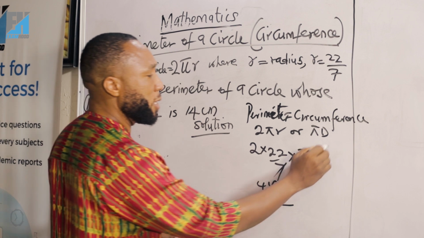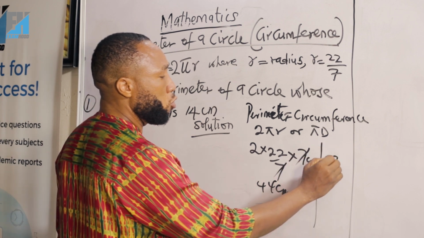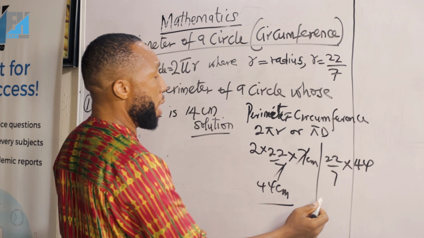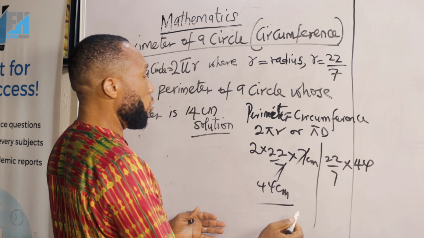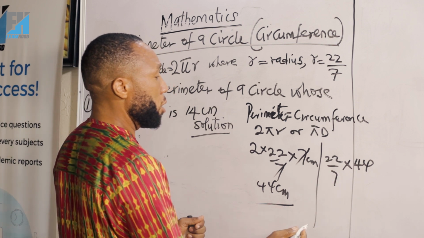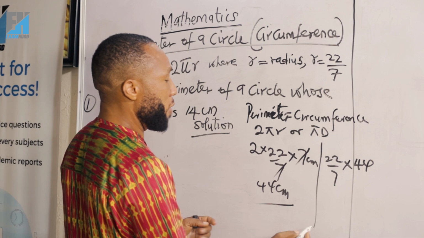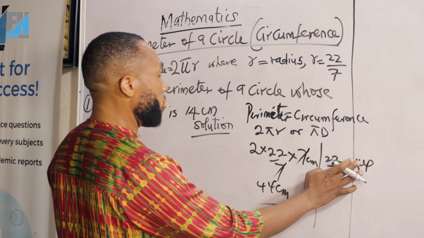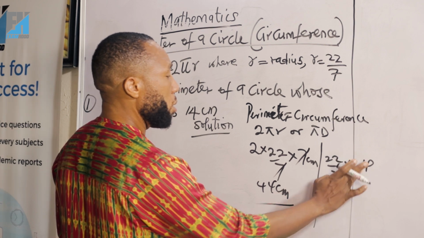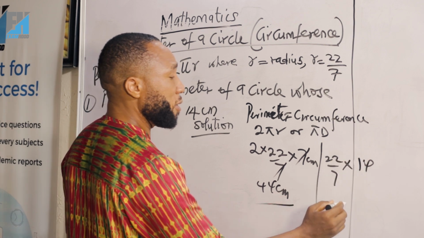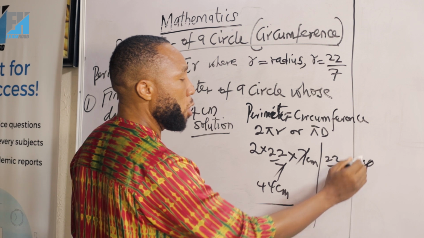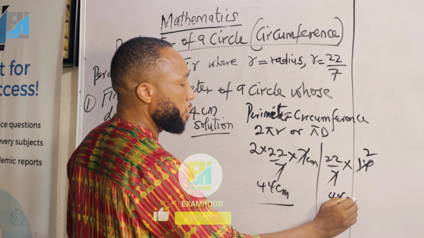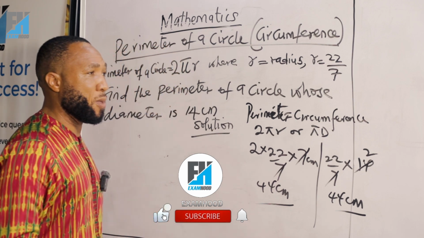And if you want to use pi d, you can use it. What? 22/7 times the diameter, which is 14 centimeters. So 7 into 14, what? 2. 22 times 2. That will be 44 centimeters. You can see that it's the same thing.